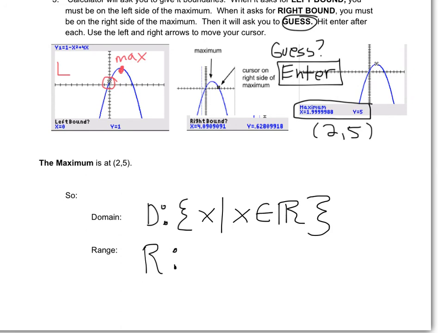For my range, I've got a max. My graph was never going to go above the y value of 5. That's where it stops. So I have y such that y is less than or equal to 5. It will never go above.